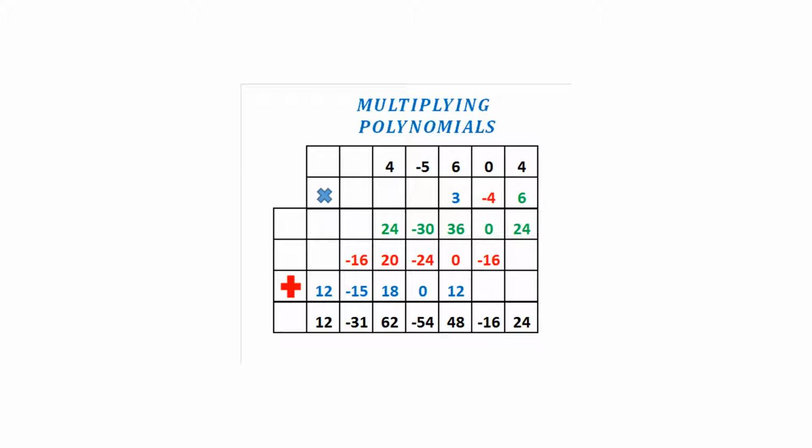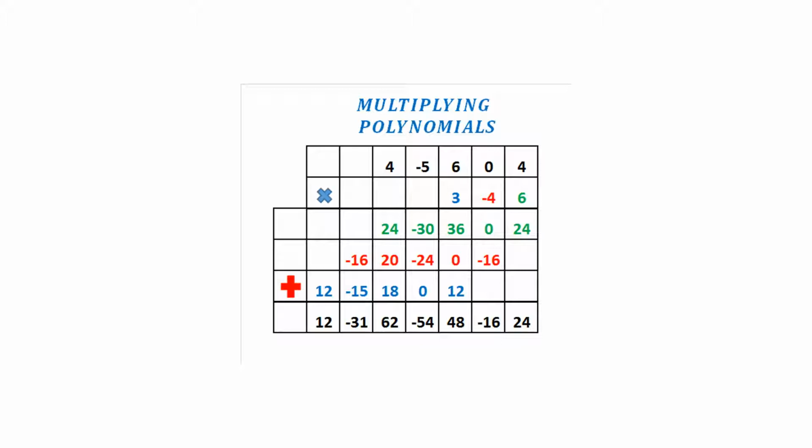Now, we're going to multiply 6 with the 3, negative 4, 6 times all the numbers on the top. And we're going to start under the 6. So 6 times 4, that's 24. That's in green. 6 times 0 is 0. 6 times 6, 36. 6 times negative 5, negative 30. 6 times 4 is 24.